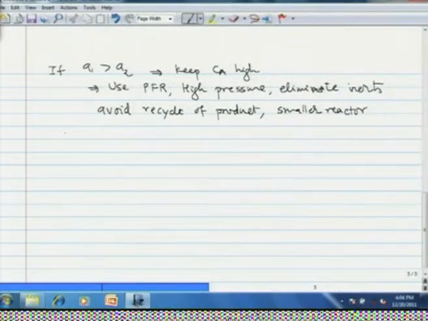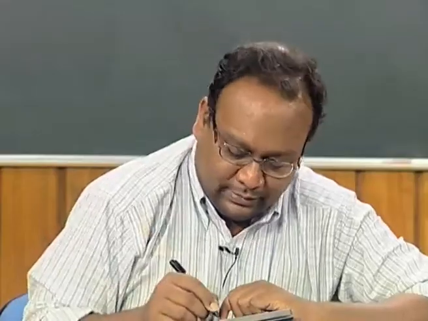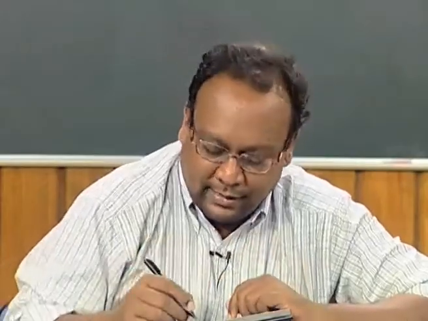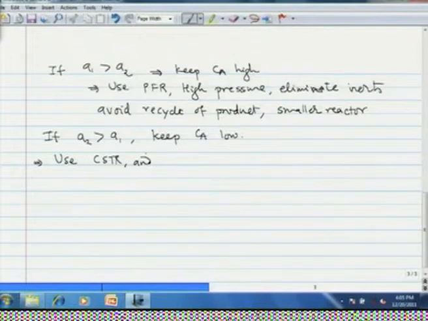Now, in case A2 is greater than A1, or A1 is less than A2, then to favor formation of R, we have to keep Ca low. The concentration of limiting reactant A has to be kept low. Now, how can we do that? We use a CSTR so that the concentration goes down for all the reactants, and high conversion, which means the residence time in the reactor is also high.